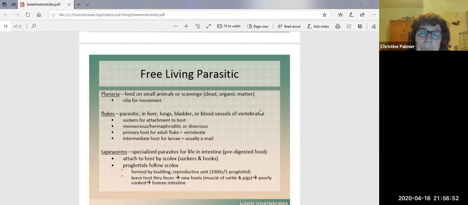Tapeworms are nasty parasites as well. They're specialized parasites for living in the intestine. What are they enjoying? The food that you digested for them. They attach to the host by a scolex, which is a specialized structure with suckers and hooks. So they make sure they hang on to your intestine so it could grab some food. And again, they only have one opening.